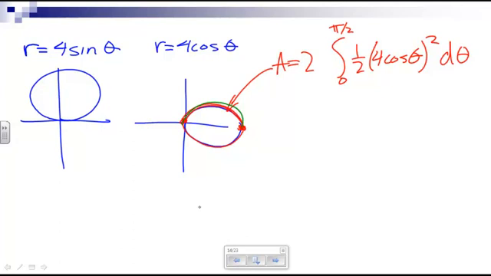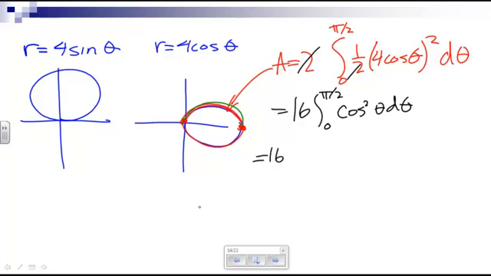Well, let's see what we got here. That 2 and that 2 cancel. That's kind of nice. When I square this, I get a 16 that I can pull out to the outside. And I get the integral from 0 to pi over 2 of cosine squared theta d theta. Do you remember how to take the antiderivative of cosine squared? Can we have a trig identity that's really helpful here? Something like 1/2 plus 1/2 cosine 2 theta d theta.